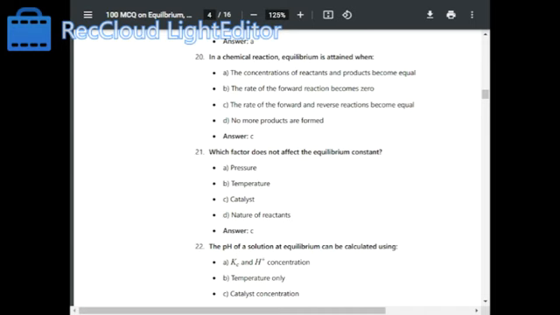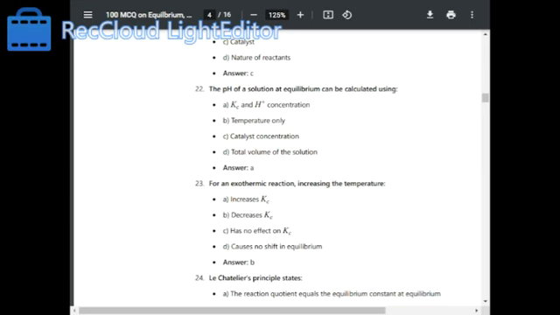Question number 22. The pH of a solution at equilibrium can be calculated by using option A, Kc and H ion concentration, B, temperature only, C, catalyst concentration, D, total volume of the solution.